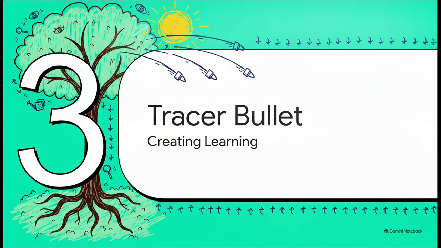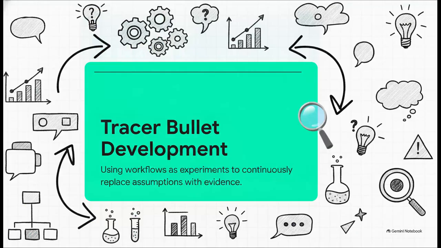Section 3. Feedback, tracer bullet development. So if the walking skeleton is planting those initial roots, tracer bullet development is the continuous loop of watering, observing, and caring for those growing branches. It's how we make sure the tree is actually growing toward the sunlight and thriving in reality.